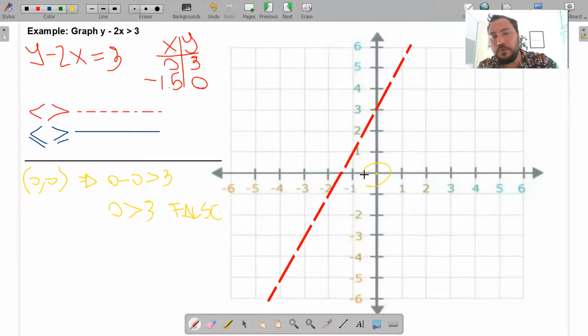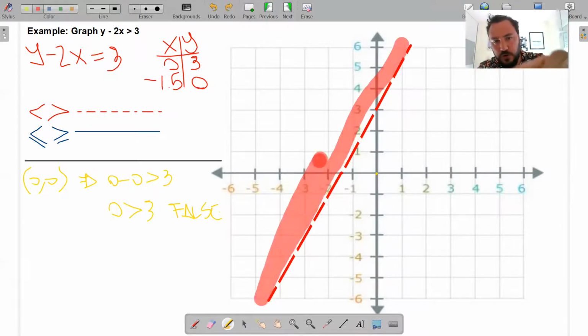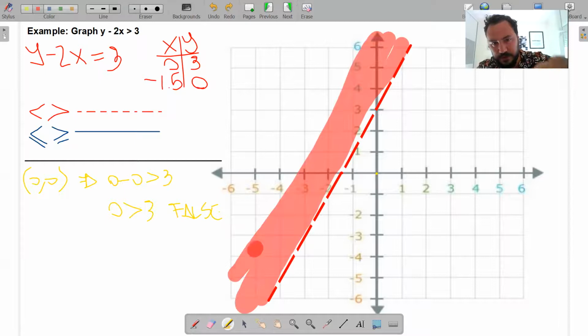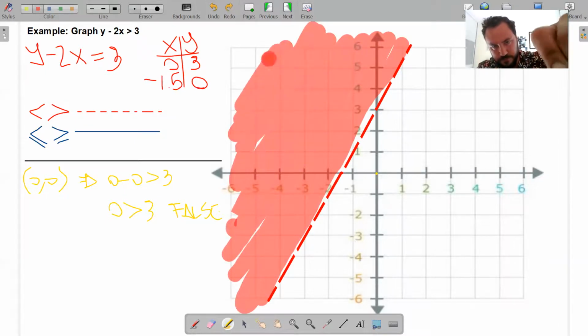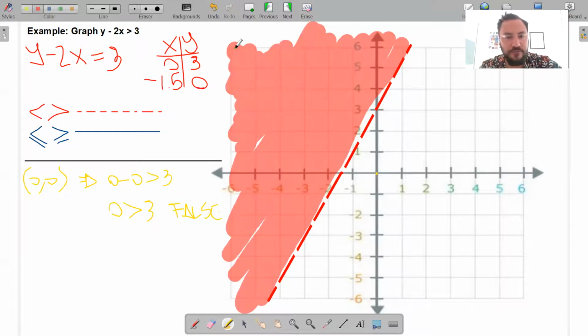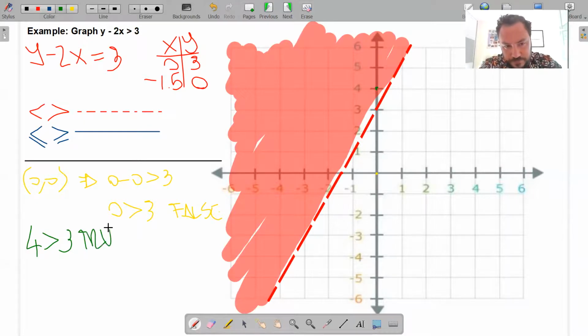then not only is this point not included in the solutions, but none of this area will be. The area that will have all the solutions of the inequality will be this one. If, for example, we take the point 0,4 and we plug it into the inequality, 4 is greater than 3, that's a true statement.